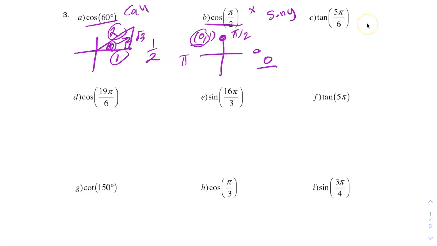Tan of 5 pi over 6. Here's 0, here's pi. Common denominator. So we want 5 pi over 6, right? We're going this way. We haven't got there yet. We're in quadrant 2. We're a little short of 6 over 6.